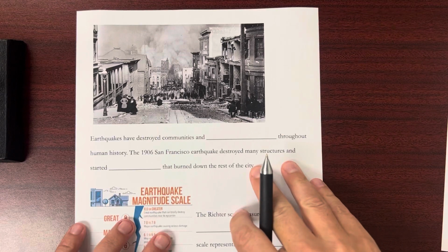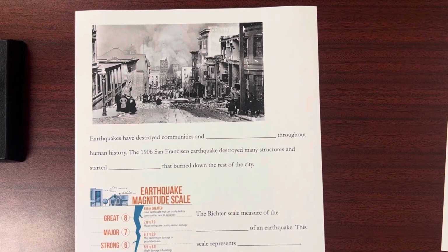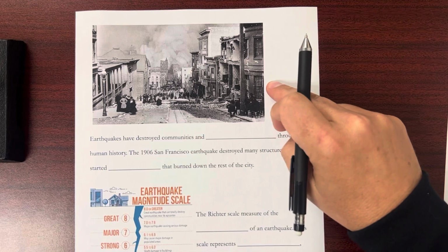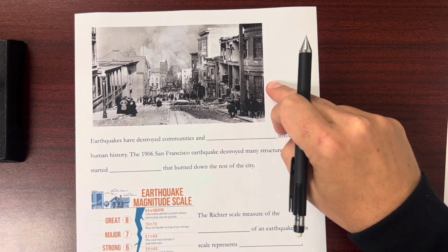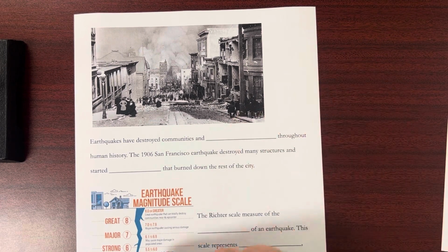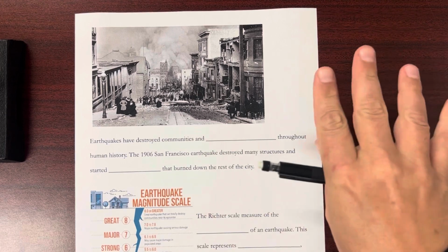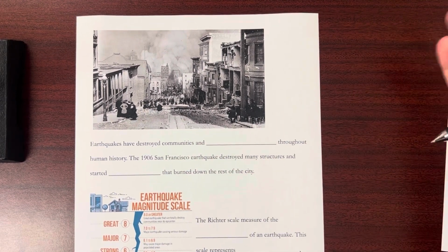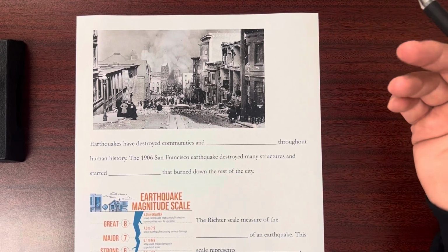And now just a little bit about the intensity of earthquakes. So we have this picture here from one of the more famous earthquakes in modern human history, the 1906 San Francisco earthquake. And earthquakes have destroyed communities and altered landscapes throughout human history, and obviously before humans as well. But they've always had a big effect on where people lived and how people lived.